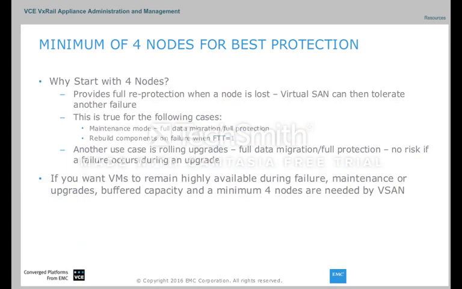Four nodes have advantages over 3-node clusters. Customers are often surprised by limitations of using a 3-node solution. 4-node solutions provide full protection when a node is lost, as the virtual SAN can then tolerate another failure. Another use is during rolling upgrades, where a 4-node cluster would give you full data migration and protection during the upgrade. If you want VMs to remain highly available during a failure, maintenance or upgrades, buffered capacity and a minimum of 4 nodes are needed by vSAN.